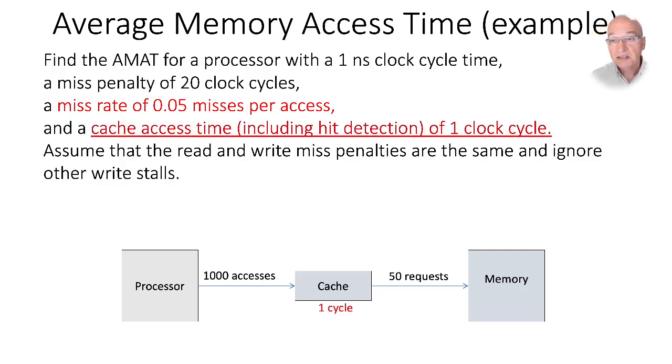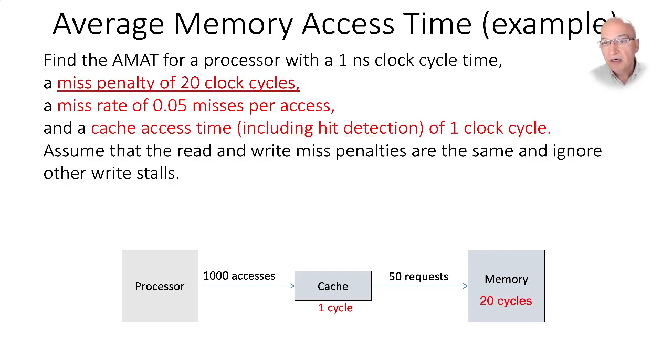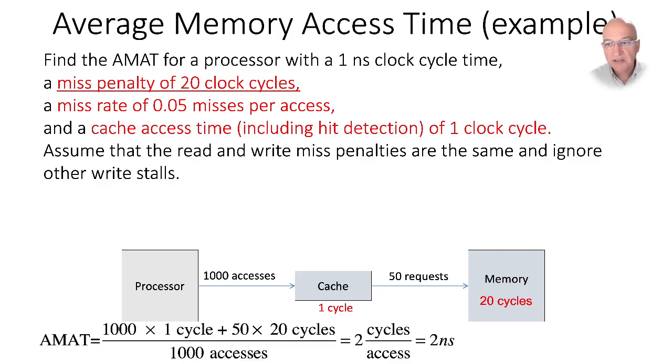It tells me that the cache access time is 1 cycle, including the hit detection, and that the memory has a miss penalty of 20 cycles. So every time that I go to the memory, I pay 20 cycles, and I can compute the average memory access time as the number of accesses times 1 cycle, because it takes 1 cycle to access the cache, plus the number of misses, which would be 50, times 20 cycles, which is the miss penalty, and I divide that by the total number of accesses, and I have an average memory access time of 2 nanoseconds, because I said that the processor operates at a 1 nanosecond clock cycle time.